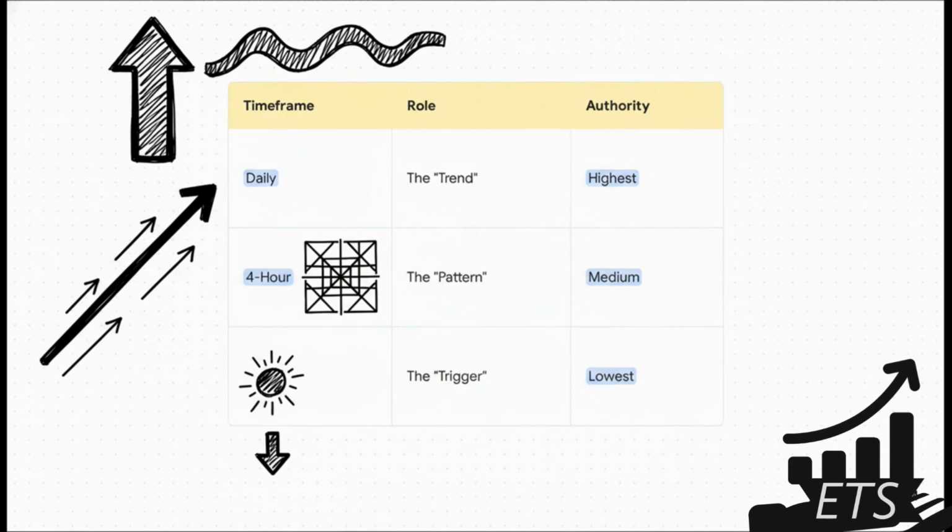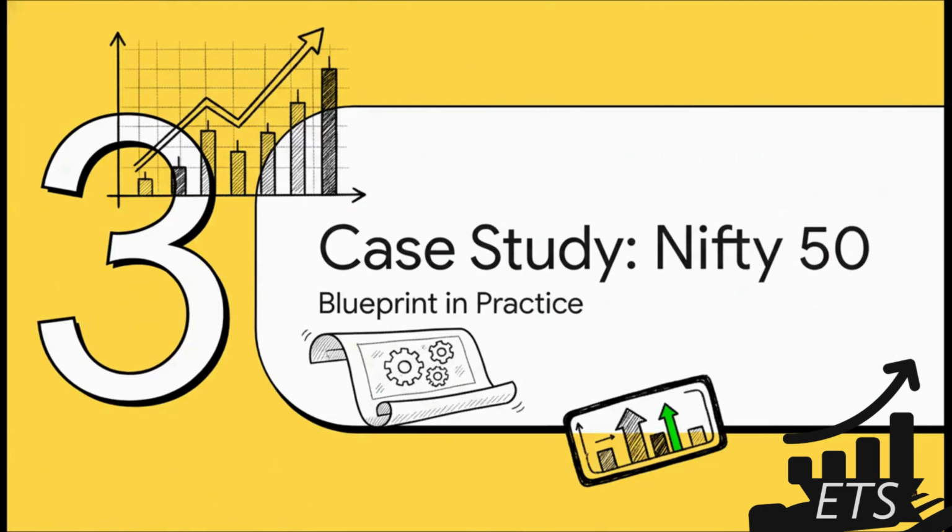You know, this whole philosophy can be boiled down to a simple hierarchy, like a chain of command. The daily chart, that's the trend. It has the highest authority and overrules everything else. The 4-hour chart shows the current pattern, and the 15-minute chart, that's just the trigger, and it has the lowest authority of them all.